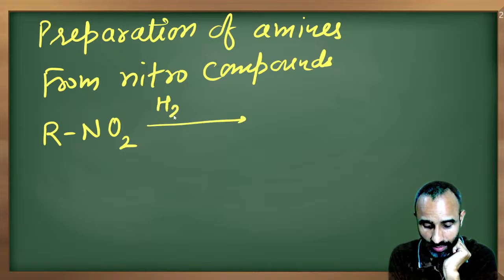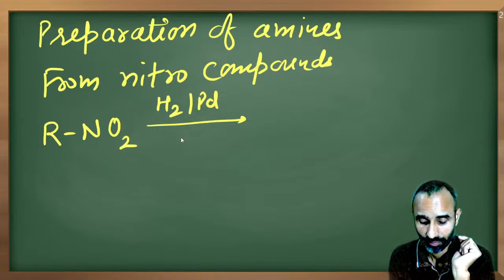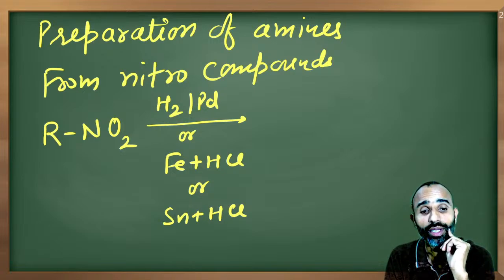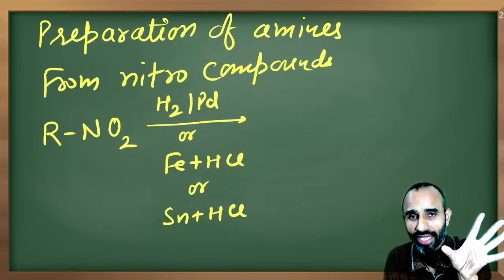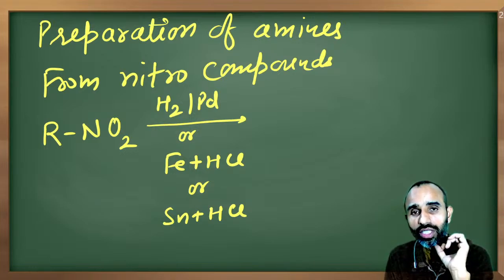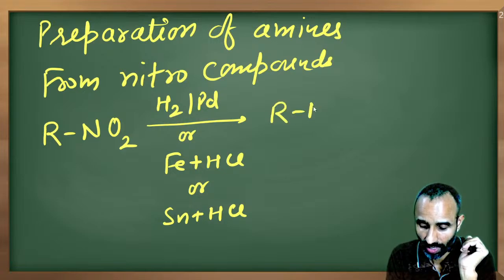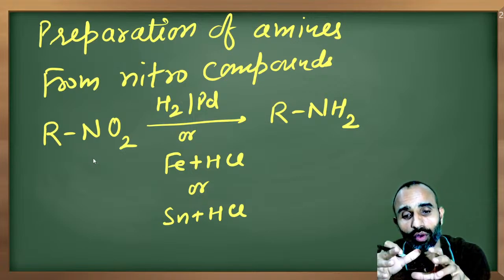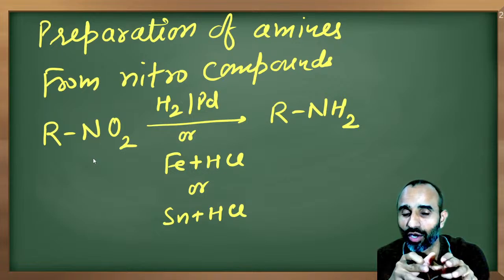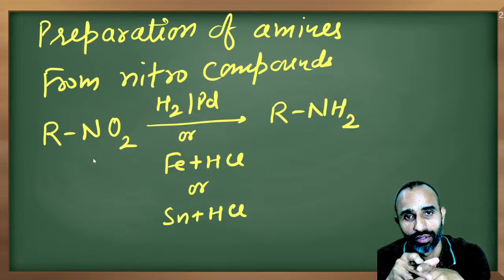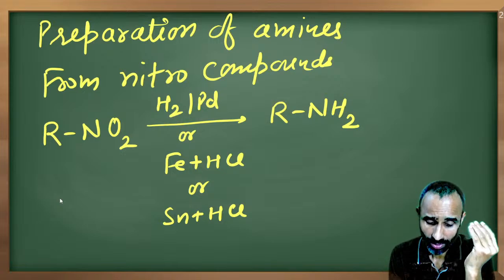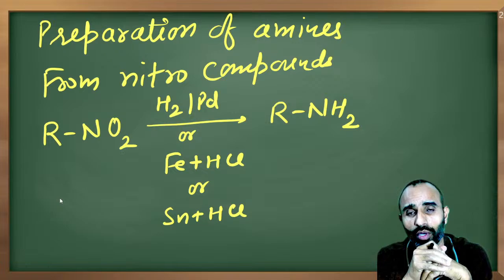we use either catalytic hydrogenation, or we can use Fe plus HCl, or Sn plus HCl. And if it is a nitroalkane, we can use lithium aluminum hydride as well. But on the safer side, we mainly use these three. So we get our NH2. Means to convert NO2 into NH2, we will always use these three, either it is aromatic or aliphatic. This is simply reduction of nitro compounds.